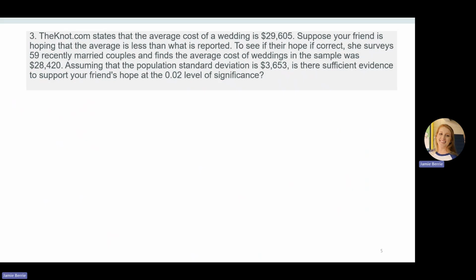It says, theknot.com states that the average cost of a wedding is $29,605. Suppose that your friend is hoping that the average is less than what's reported. To see if her hope is correct, she surveys 59 recently married couples and finds the average cost of weddings in the sample was $28,420. Assuming that the population standard deviation is $3,653, is there sufficient evidence to support your friend's hope at the 0.02 level of significance? All right, so I'm just going to start working the problem. If you want to pause the video or just work alongside me.